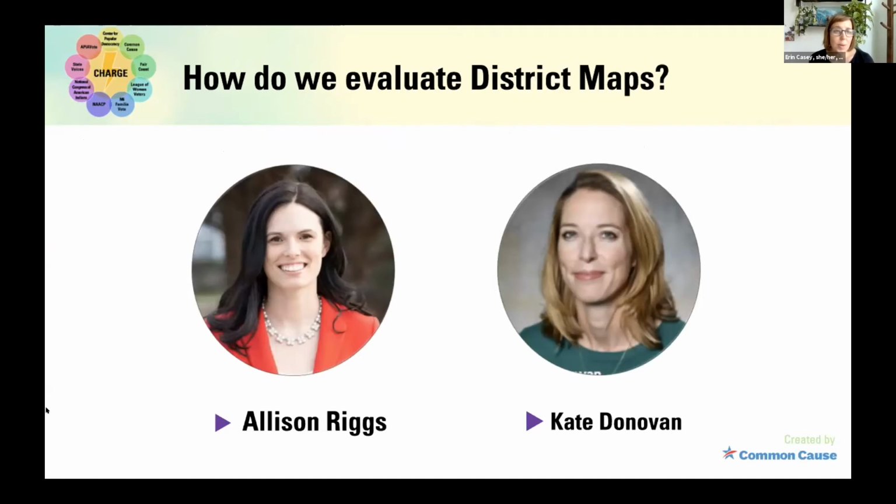So next up, we have 2 experts who will continue to highlight what type of evaluation should you be considering for your organization, your coalition, and what tools are available to allow you to do the evaluation. So the first speaker is going to be Allison Riggs. She's the co-executive director of the Southern Coalition for Social Justice and a leading expert in redistricting. The second speaker is Kate Donovan, who is the support lead with the Redistricting Data Hub and can really help you think through what tools are the best for you to use for your evaluations. Allison, do you want to go next?